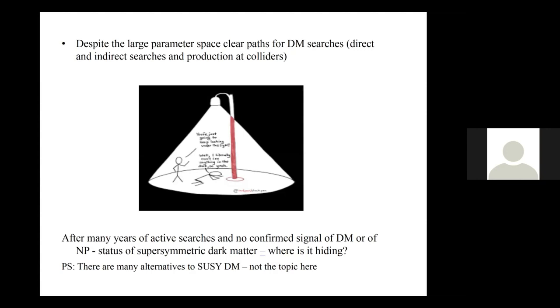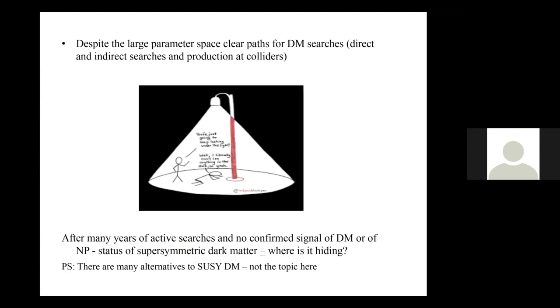One other good thing about supersymmetric dark matter, or WIMP dark matter in general, is that there's a clear path for searching for it, because there are basically three different ways, as we will see in a second: direct search, indirect search, and production at colliders. That would, in principle, allow us to find these new particles and extract their properties. The only drawback is that in supersymmetry, there's a very large parameter space.